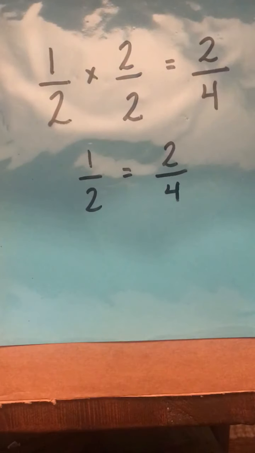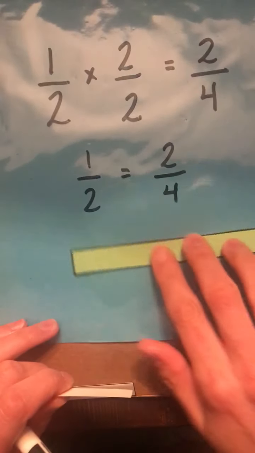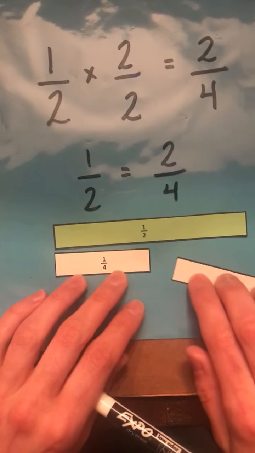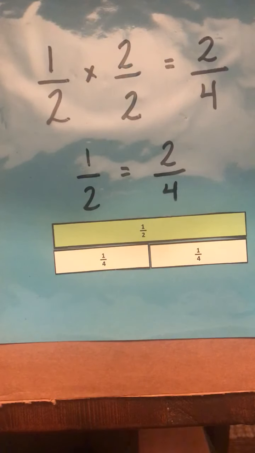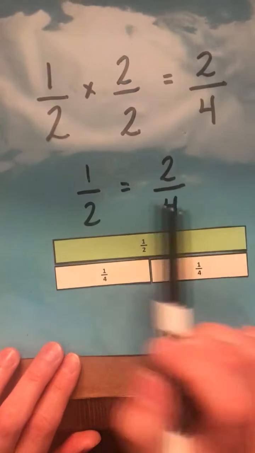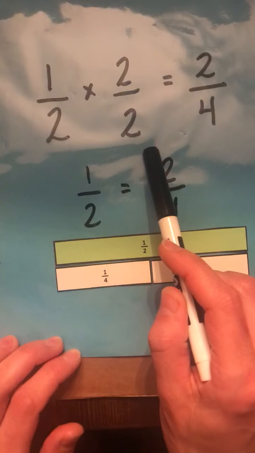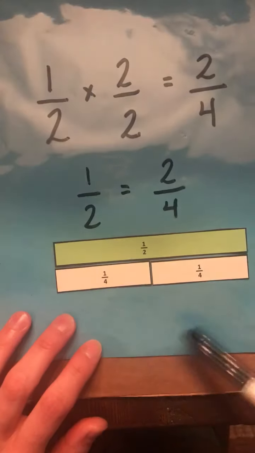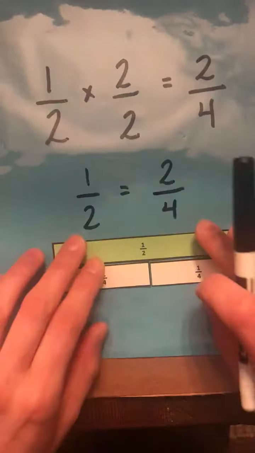And we can check that using our fraction strips. So here's 1/2, and here's 2/4. They are equivalent because they represent the same size part of the whole. So as long as we multiply the top and the bottom of a fraction by the same number, it's just the same thing as multiplying the fraction by 1, and we won't change the value of the fraction. We won't change how much of the whole the fraction represents.